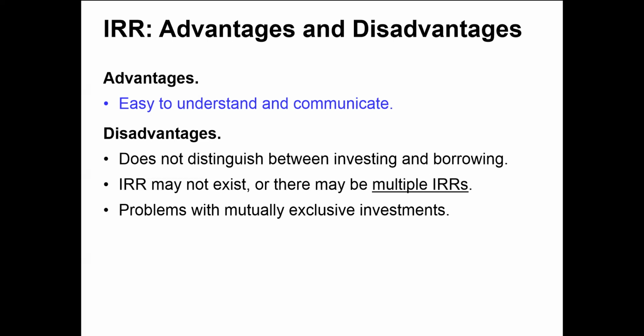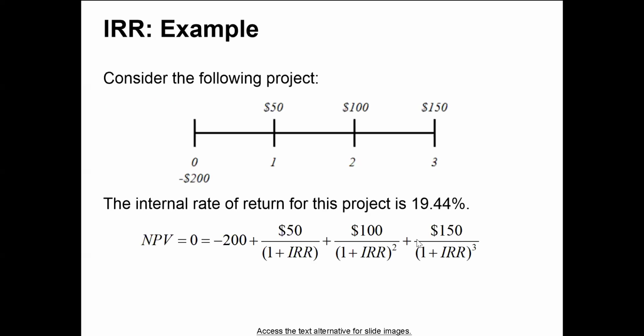But there are a lot of disadvantages for the IRR criterion, because it does not basically distinguish between investing and borrowing. And also there may be multiple IRRs for the project. And there could be some problems with mutually exclusive investments among multiple choices. So I will discuss these issues later in these slides. So let me move on to the example of the IRR.